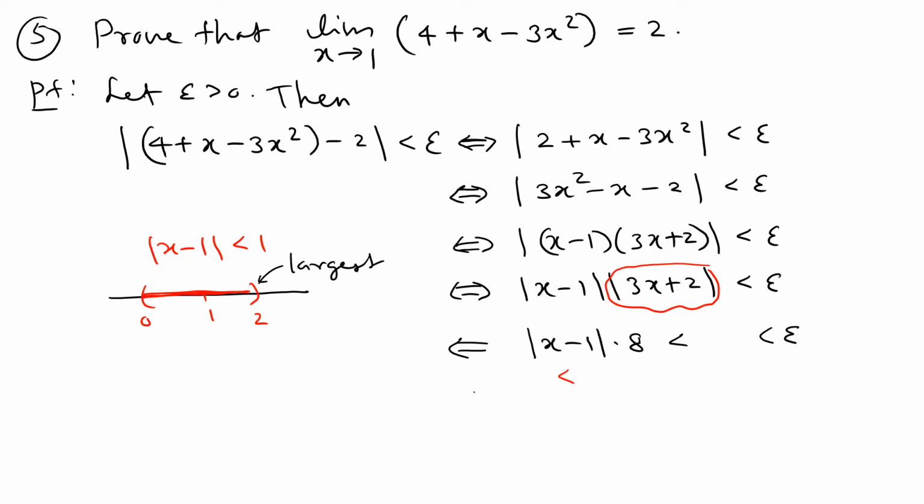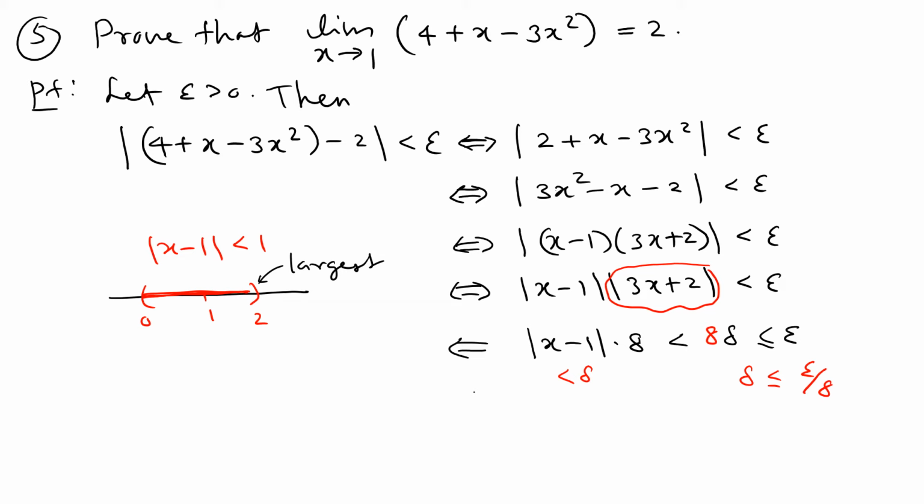So we pick a smaller delta, so that 8 times delta is less than or equal to epsilon. That means if you simplify for delta, you're going to see that delta is less than or equal to epsilon over 8. So that means then we can pick a value that satisfies both conditions.